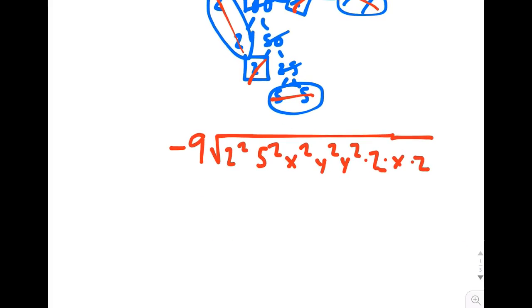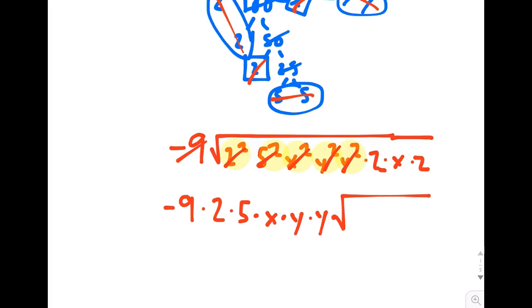So as we work through this, I know that everything that is a perfect square under the square root can come free. So I'm going to write those out front as negative 9 times 2 times 5 times x times y times y, and I had my negative 9 originally. Then I have my square root and my leftovers, 2 times x times z, 2x and z.